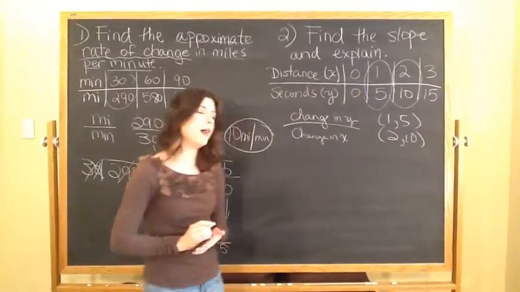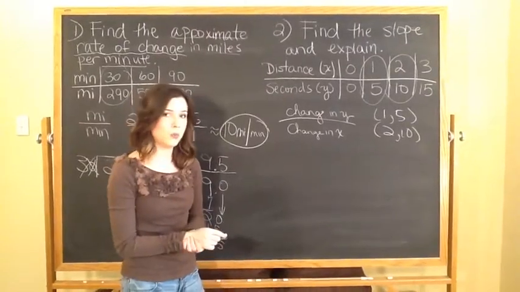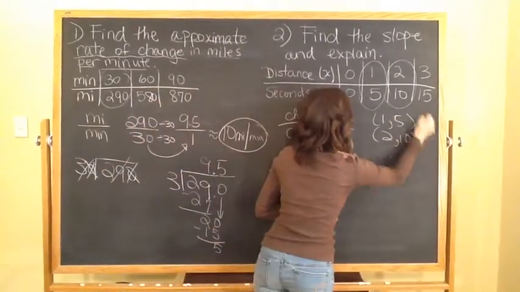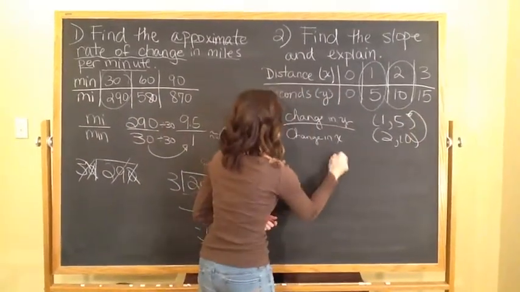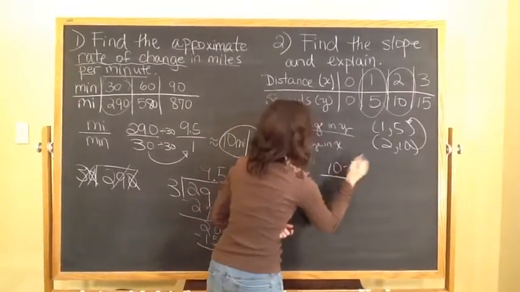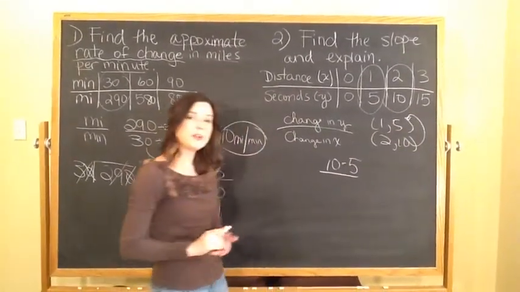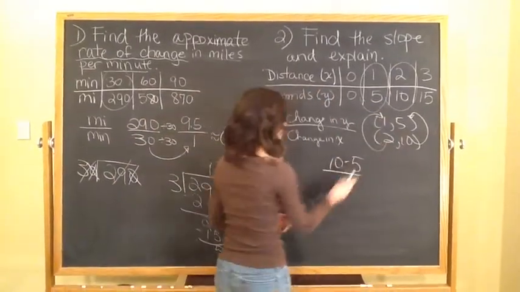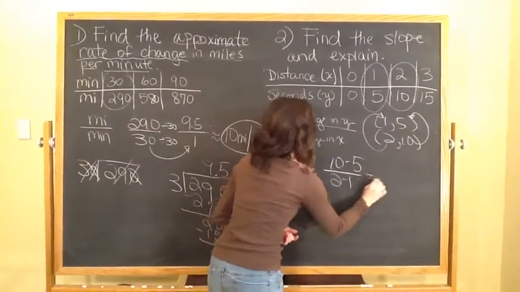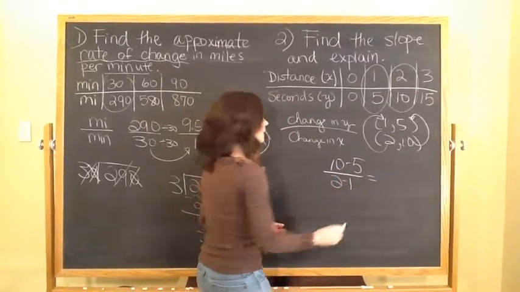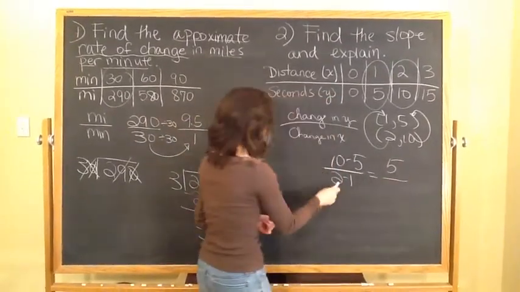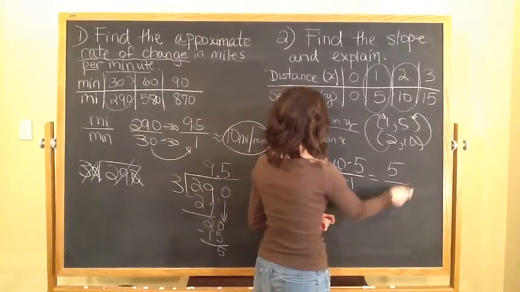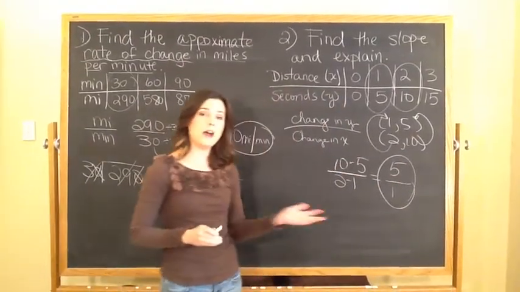First of all, I'm going to find the change or the difference in our y values. So I'm going to do 10 minus 5, because both of those are our y values. And now we're going to find the difference or the change in x. So we're going to subtract these two: 2 minus 1. So 10 minus 5 is going to give us 5, and 2 minus 1 is going to give us 1. So basically our slope is 5 over 1.